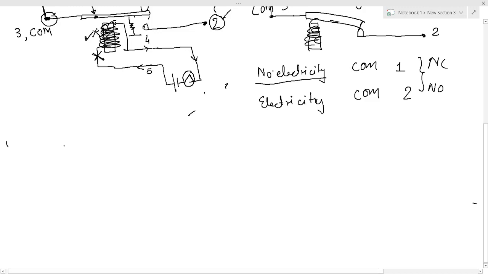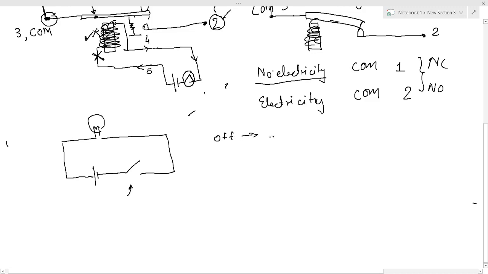See, you must have drawn this kind of a circuit many times in your school time, right? There is this kind of a circuit, right? Now see what is happening. This is a switch. What is this switch doing? See, when this switch is off, it does not allow the current to flow.